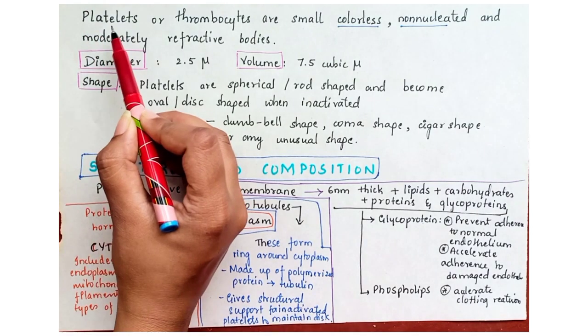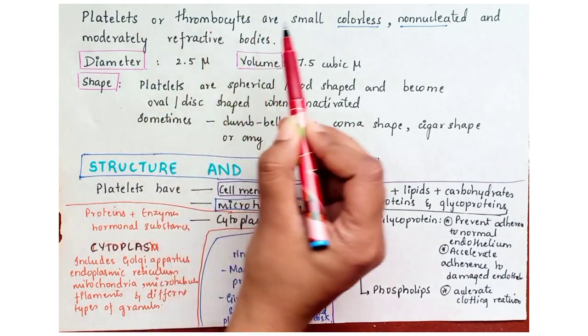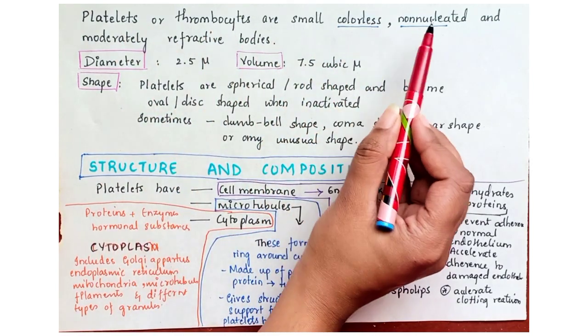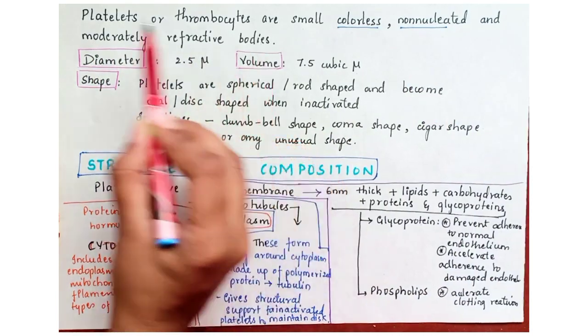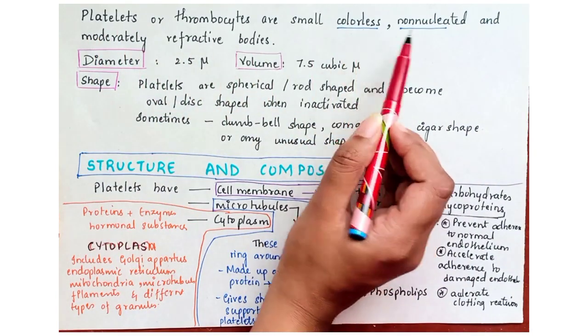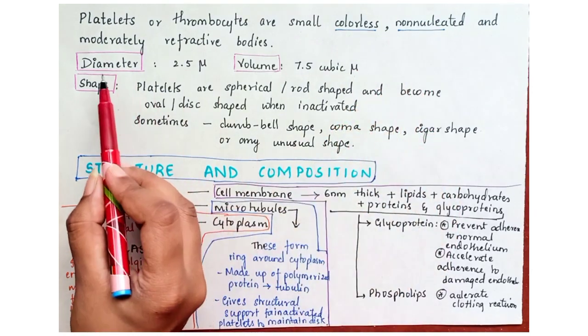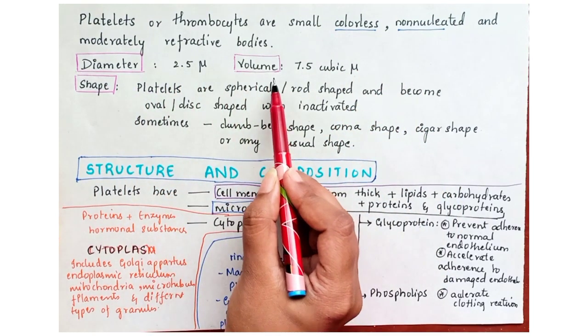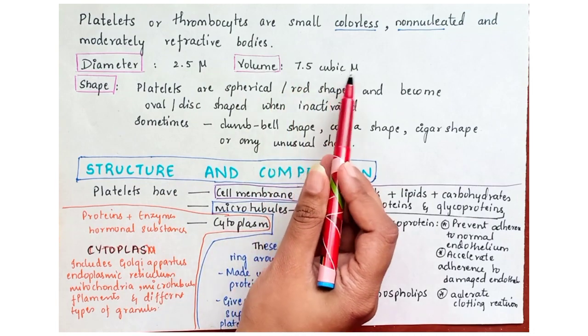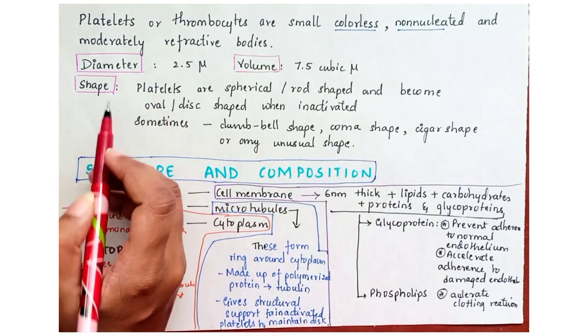Platelets. Platelets or thrombocytes are small, colorless, non-nucleated and moderately refractive bodies. So platelets are basically colorless, non-nucleated. Diameter is 2.5 micron and the volume of the platelets is 7.5 cubic micron.